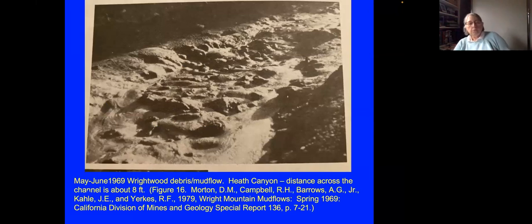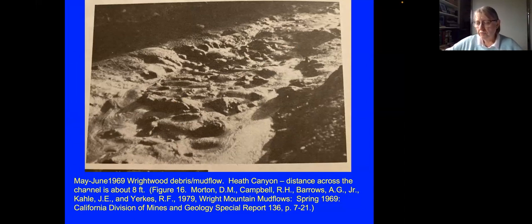This is from the May and June 1969 Wrightwood debris flows or mud flows. And this is Heath Canyon. So this is on the west side of Wright Mountain. And the channel at this point is about 8 feet wide. And you can see just how much crap is coming down that canyon. And you can imagine how, if it wasn't constrained, it would just spread out when it got to the canyon mouth and basically wipe out the town, which is what it has done in the past.